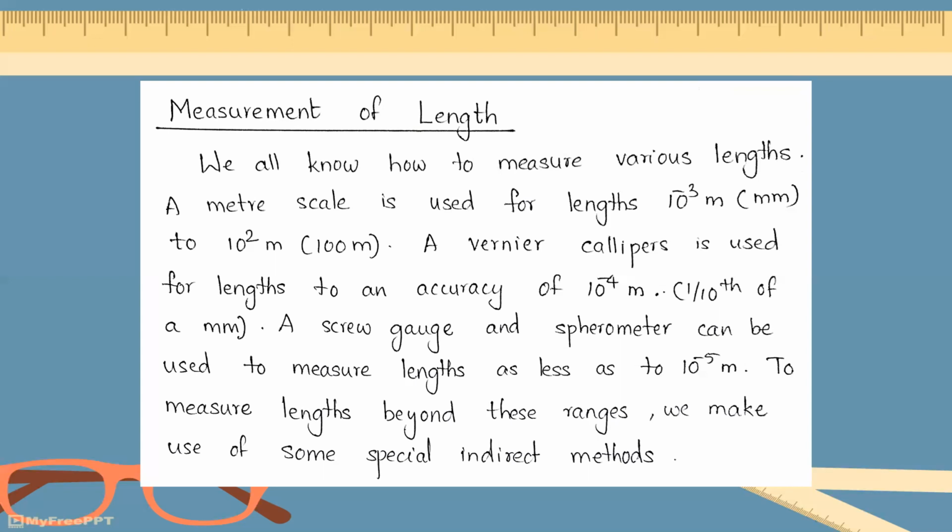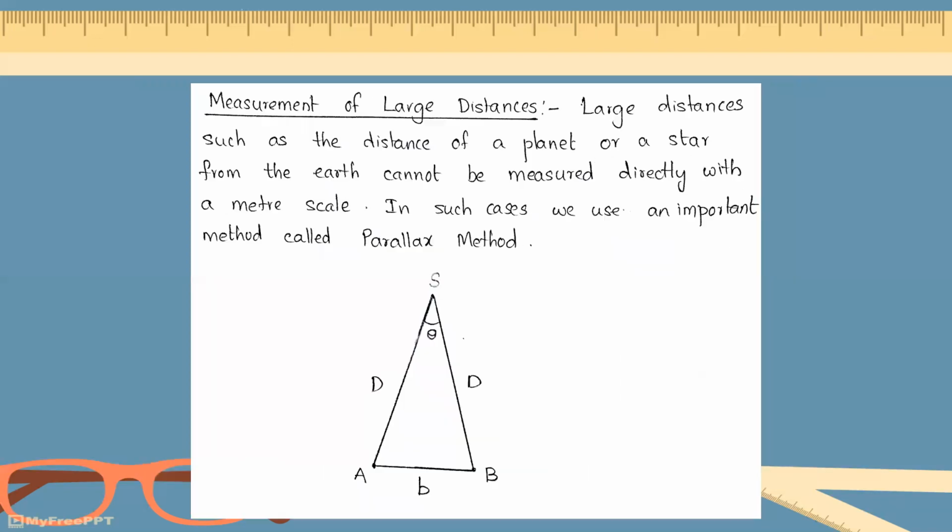In today's topic, I will tell you how to measure very large lengths, like the distance between Earth and Moon, distance between planets. Like that, we have different things to measure. And also, I will explain how to measure even very small lengths, like the size of an atom. So, to measure the lengths beyond these ranges, like a measurement measured by a vernier calipers or a screw gauge or spherometer, we have to use some indirect methods. Now let us see what these indirect methods are.